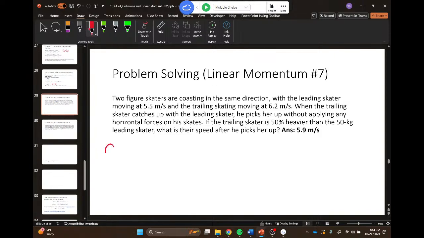So they start separated. We draw some arrows. Now, the trailing person has to be going faster, otherwise they're never going to catch up. The problem tells us that, but it's good to recognize that you can only catch up to someone if you're going faster than them.